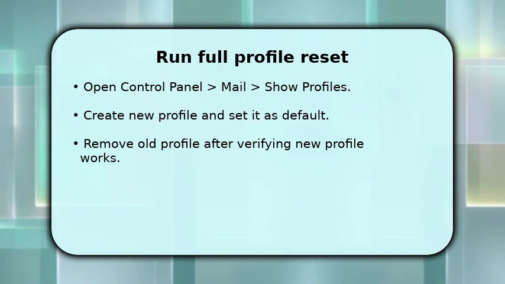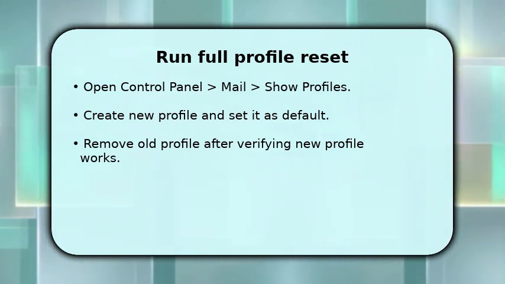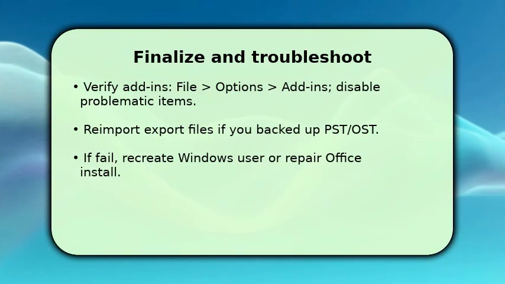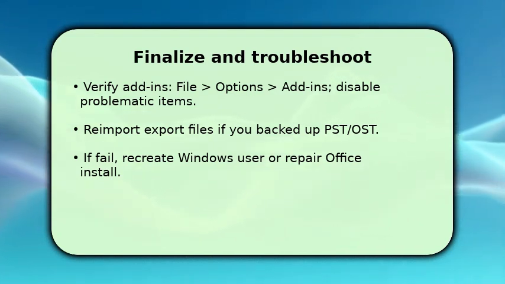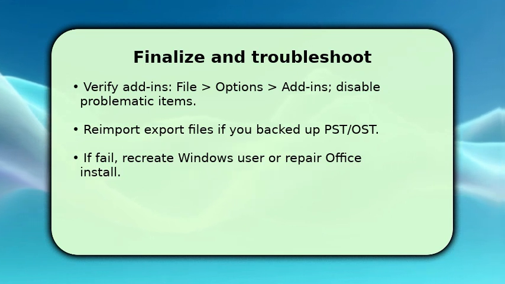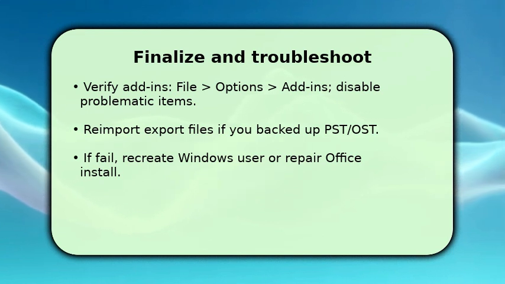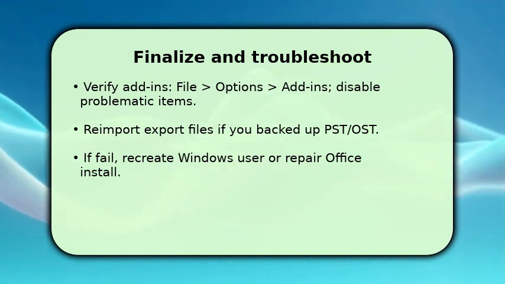You finish by checking add-ins and Outlook options because residual extensions can recreate problems. Go to File, Options, Add-ins, and disable any non-essential items. If you exported data or backed up PST/OST files, re-import them carefully to avoid reintroducing corrupt settings.